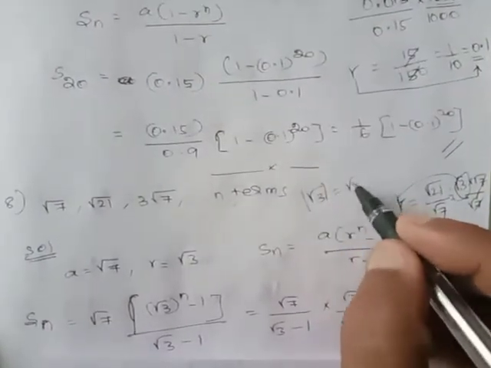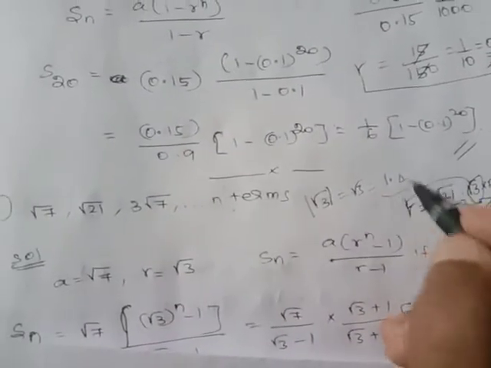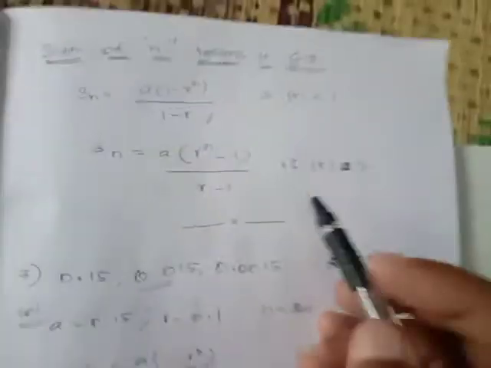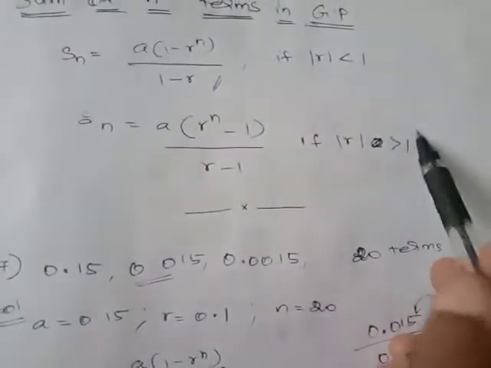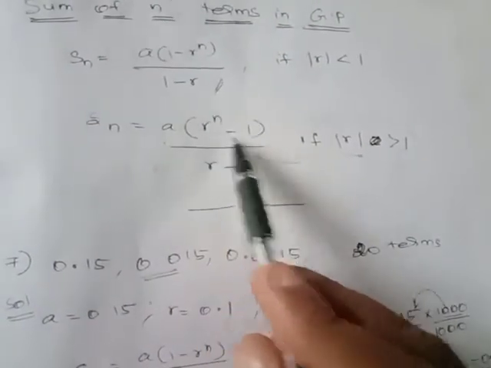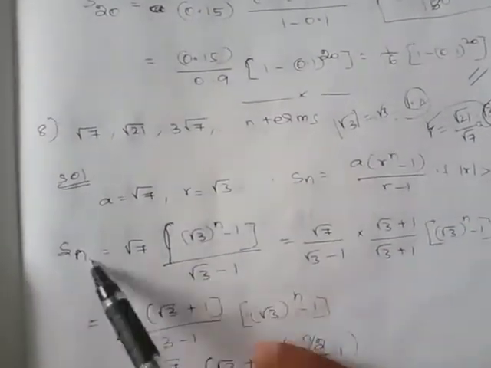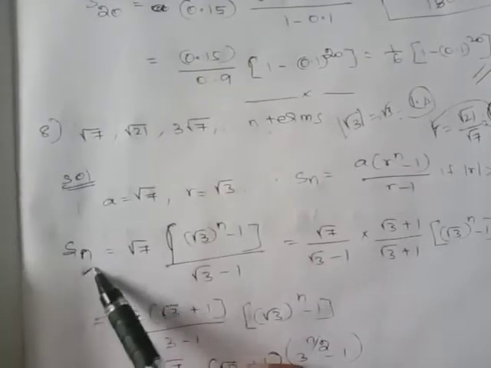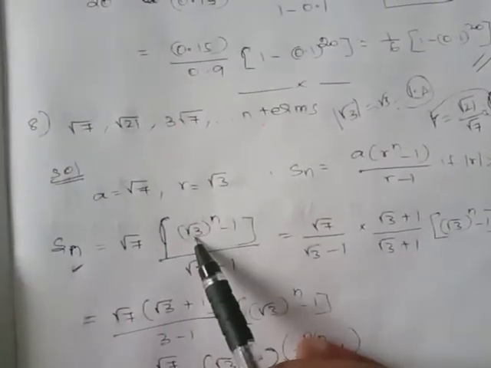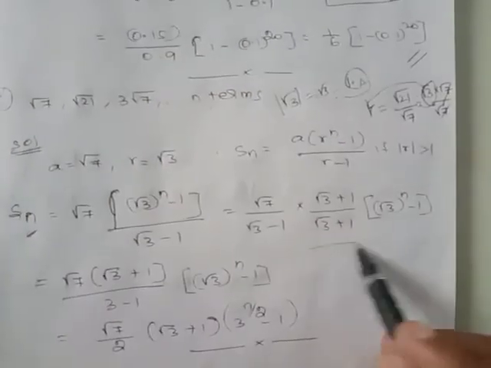Modulus of square root of 3 is again square root of 3, which is approximately 1.73, greater than 1. Hence we will apply the formula where the r value is greater than 1, that is a into r power n minus 1 divided by r minus 1. We got all the necessary values here. We need to find the sum of n terms. In place of a, we will substitute root 7. In place of r, we substitute root 3 power n as it is, and we do the simplification.